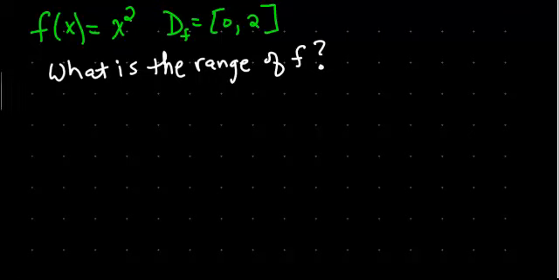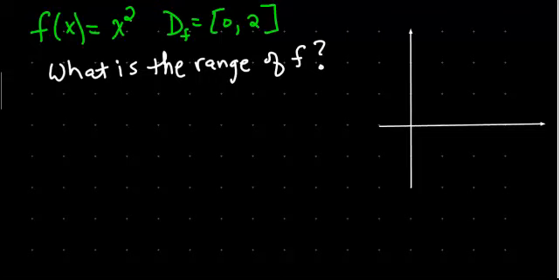Okay, here we go, working some more inverse functions, talking about inverse functions. So we have this function f of x equals x squared, and we know that its domain is from 0 to 2. What is the range of f? So let's first sketch a little graph.